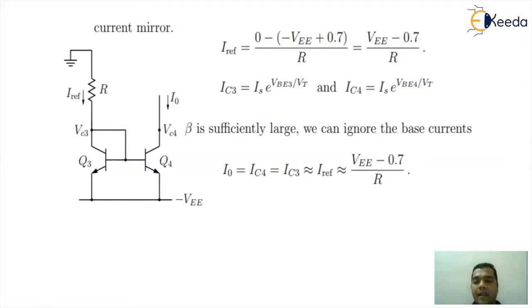And hence we end up in the situation where IO is equal to IC3, which is equal to IC4, which is approximately equal to IREF, and the value will become VEE minus 0.7 by R. So if you observe now, the IO value and the IREF value are one and the same. And that's the reason this circuitry category is called the current mirror category.